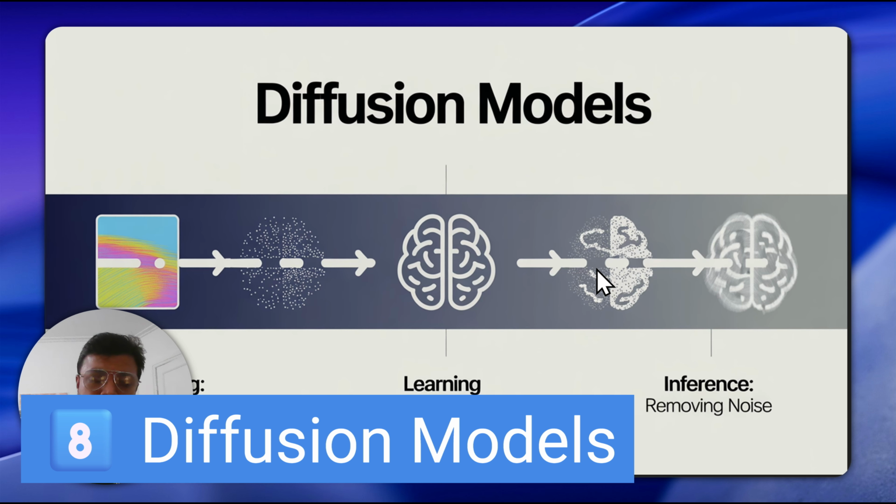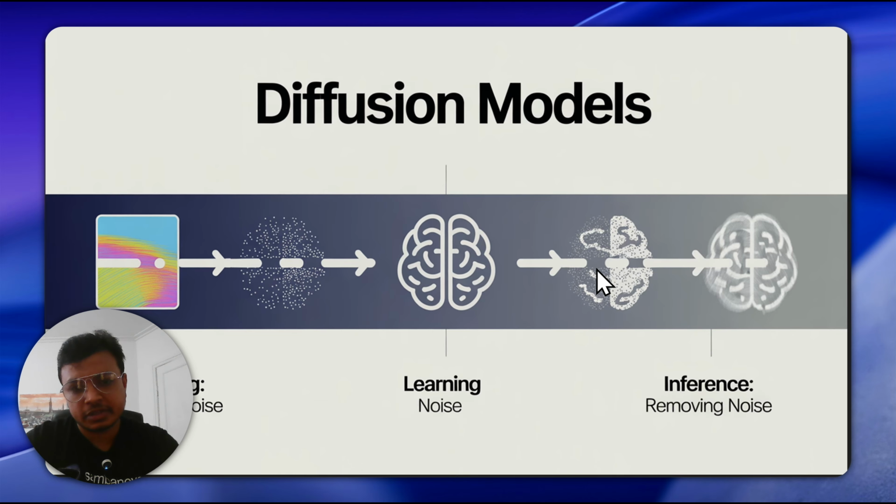And the next concept, we have diffusion models. So diffusion models learn by adding noise. During training, noise is gradually added to real data, and the model learns how to remove it. At inference time, the process runs in reverse, starting from pure noise and slowly forming a clean sample. And that's how many state-of-the-art image and video generation systems work today.